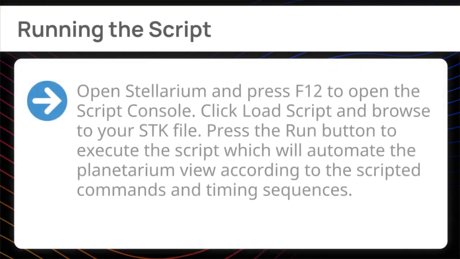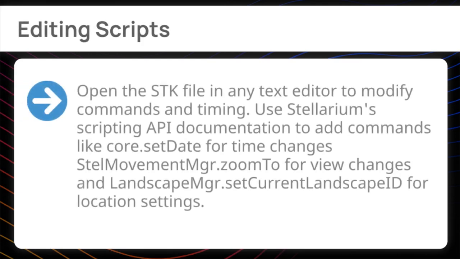First, running the script. Open Stellarium and press F12 to open the script console. Click Load Script and browse to your STK file. Press the Run button to execute the script, which will automate the planetarium view according to the scripted commands and timing sequences.